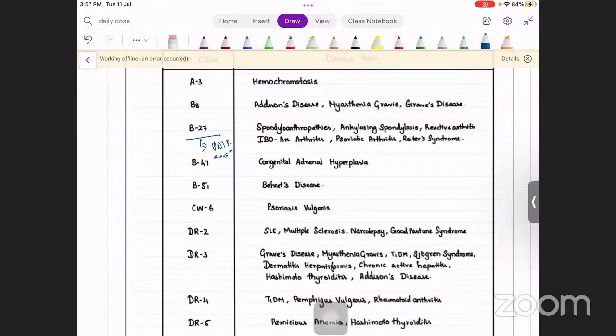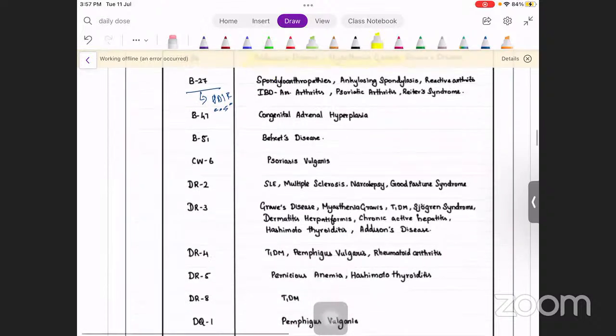A3 is hemochromatosis, while B8 is Addison's and myasthenia, and B47 is congenital adrenal hyperplasia. Very important MCQ: CAH is associated with which HLA? HLA B47. And B51 is Behçet's disease. CW6 is psoriasis vulgaris.